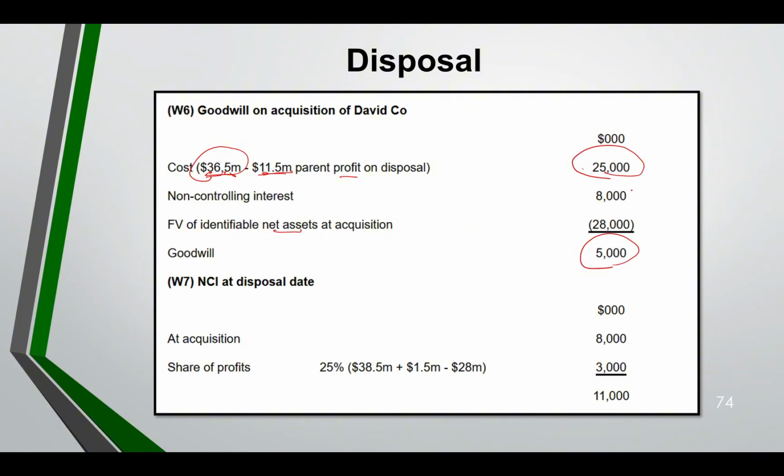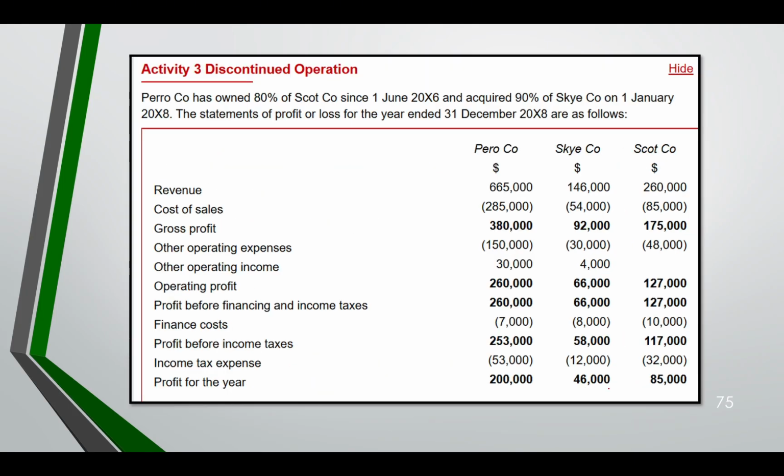Then comes NCI. This NCI at acquisition plus, this is the net asset, that is the equity, plus the profit minus the net asset at acquisition. Your post acquisition profit, you take 25%, add it, that's your NCI. That's it. Now moving on to activity 3.